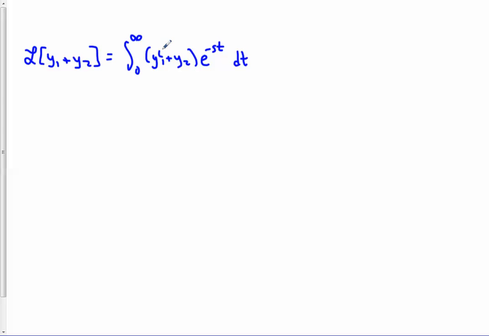It's incredibly easy to see why linearity is true. I'll just show you the first one, and the second one is kind of the same thing. The Laplace transform of y1 plus y2. Well, that would be the integral of y1 plus y2 times e to the minus st dt. I guess I should put parentheses t on these guys. Right, but we can just distribute this. We get y1 of t e to the minus st, and then plus y2 of t e to the minus st.